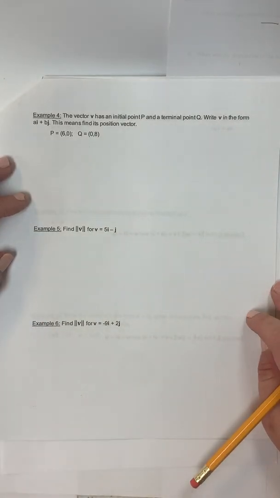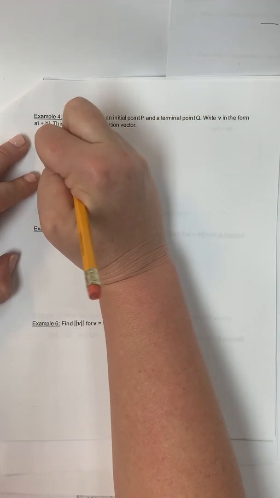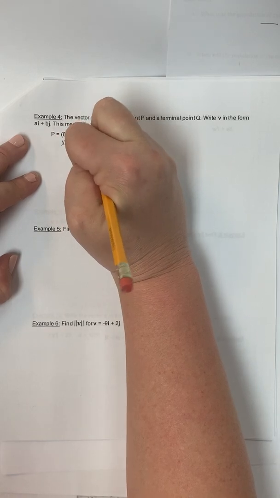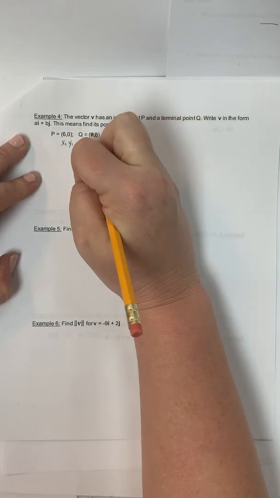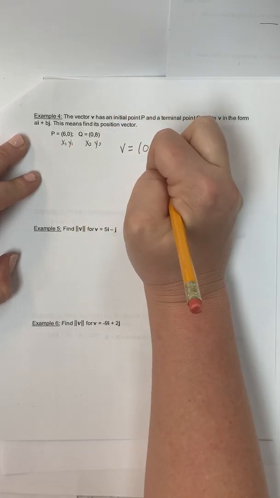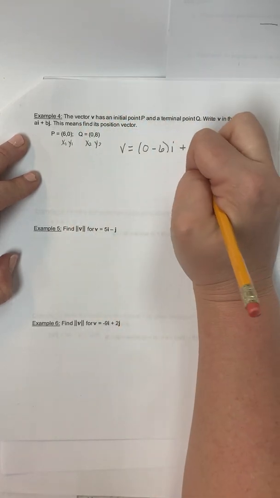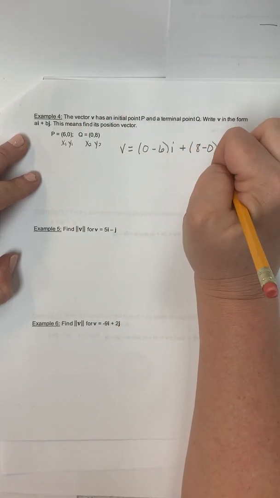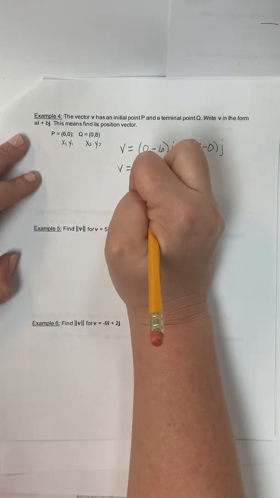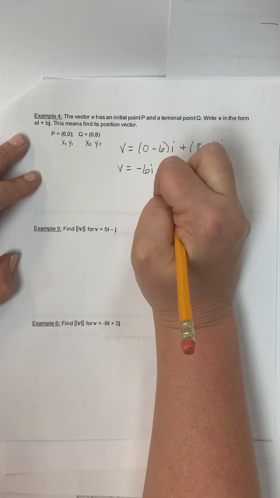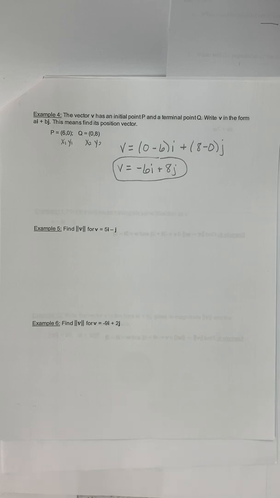Okay. Example 4. We're going to do it one more time. Okay. So we have X1, Y1, X2, Y2. Our vector is going to be X2 minus X1, I. Y2 minus Y1, J. This gives us negative 6I plus 8J. And there we go. Okay.